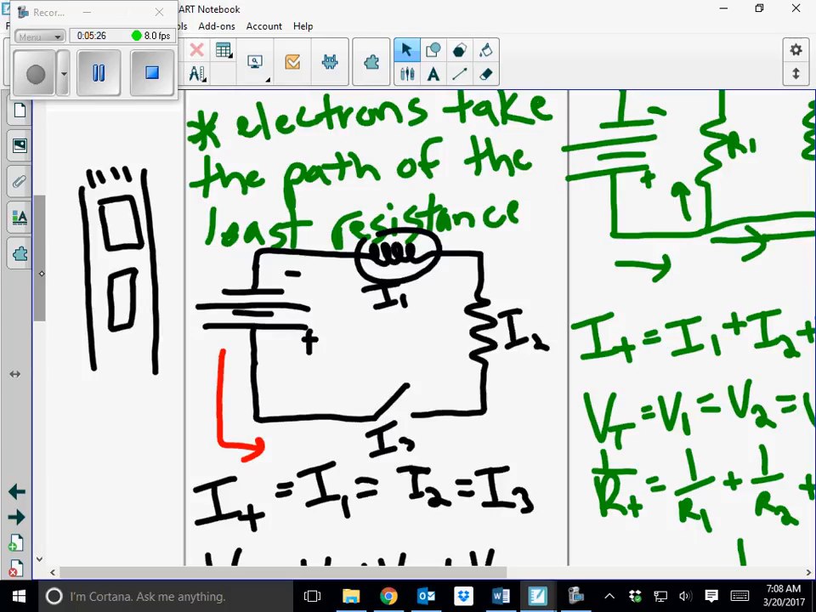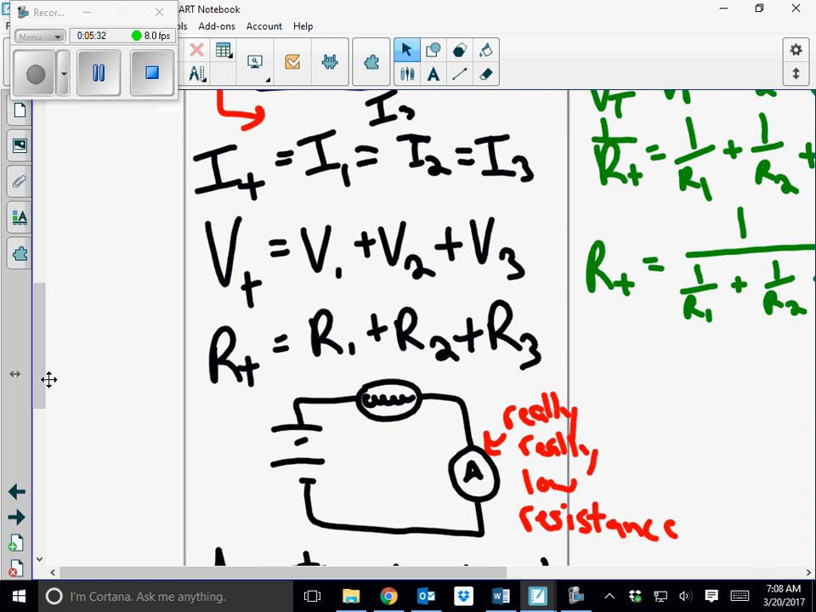We can either do V equals IR, or we can measure it with a voltmeter. And then resistance is the same thing. The total resistance in a series circuit is all the resistance added up.